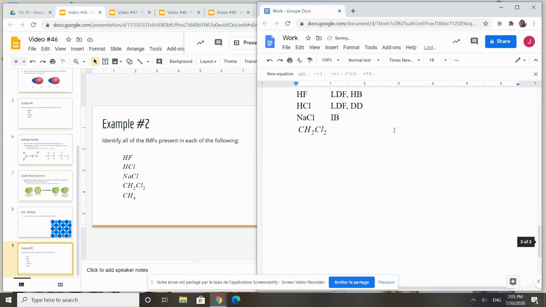So this has electrons, so it has LDFs. This is polar, so I have dipole-dipole, not hydrogen bonding because I don't have oxygen, nitrogen, or fluorine in there, and the hydrogens here are actually connected to the carbon anyway. And then this one is just London dispersion forces because the carbon-hydrogen bond is considered to be completely nonpolar.